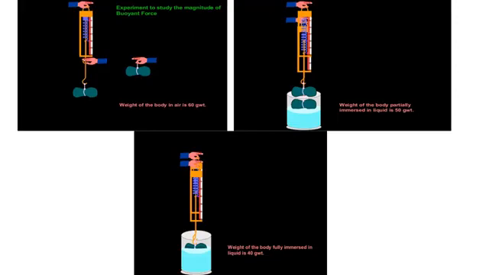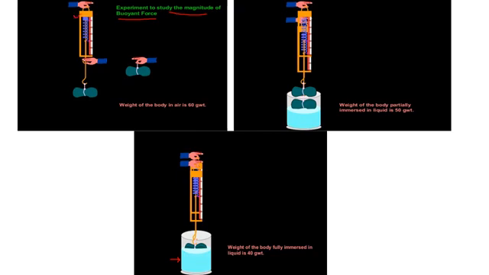Now, this is the experiment to study the magnitude of buoyant force. Magnitude means how much buoyant force is applied by water. Why are we taking water over here? You can take any liquid, but we have taken water because water is uniformly present and it is readily available. So here this is a spring balance.